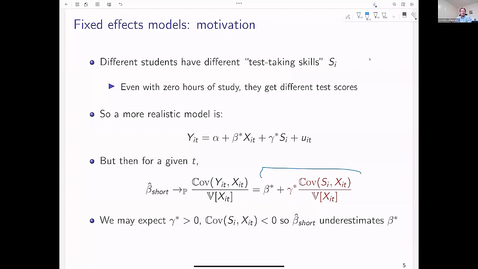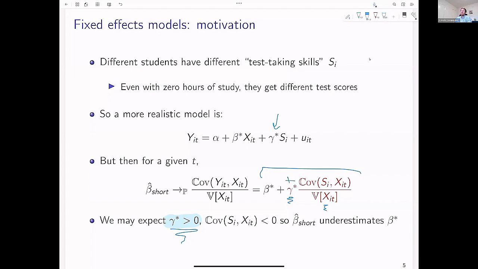What direction do we think this bias will take? Well, we need to think about basically the sign of gamma star and the sign of this association, right? Because this is a product, so the sign of this product will be determined by the combination of the signs of the two terms. In this setting, we may expect that gamma star is positive, right? Why? Because we may think that people with better test-taking skills will have higher test scores. Okay, so we may think that gamma star is positive, so this term here is positive.